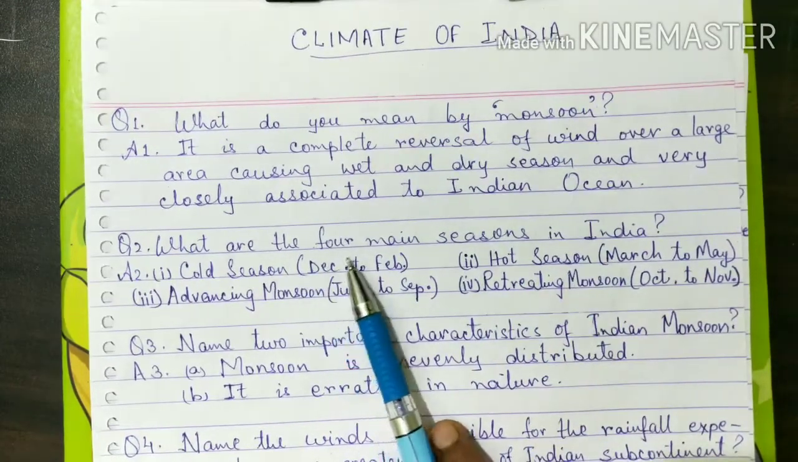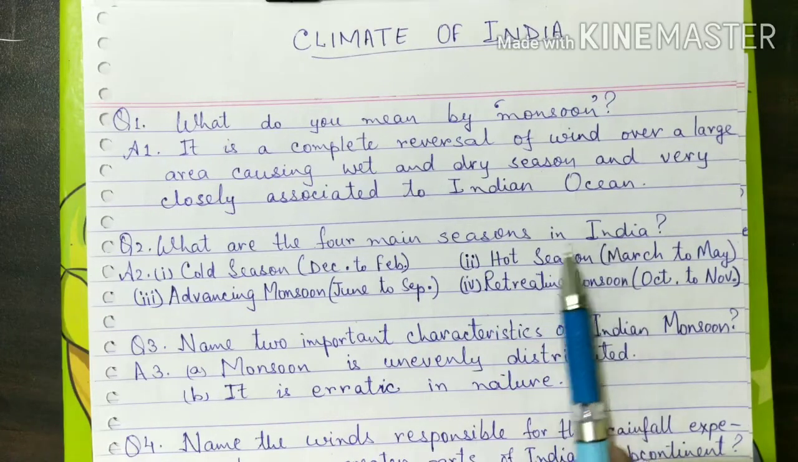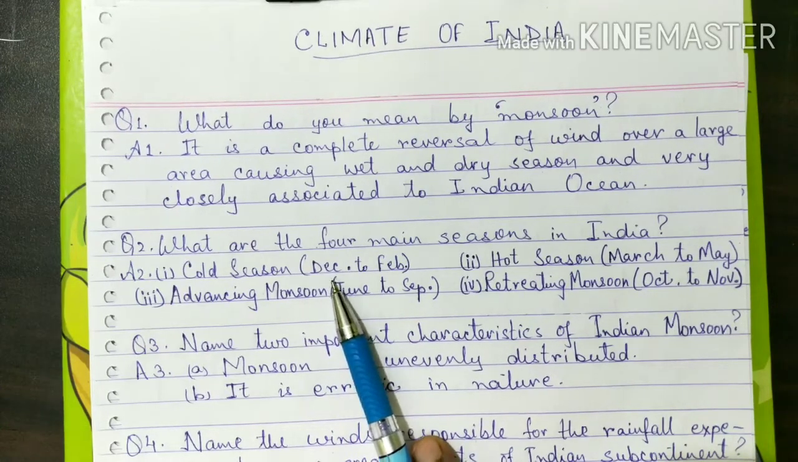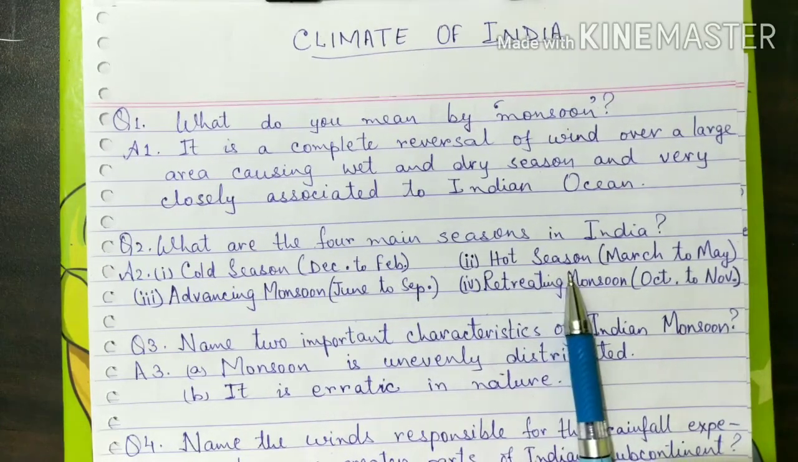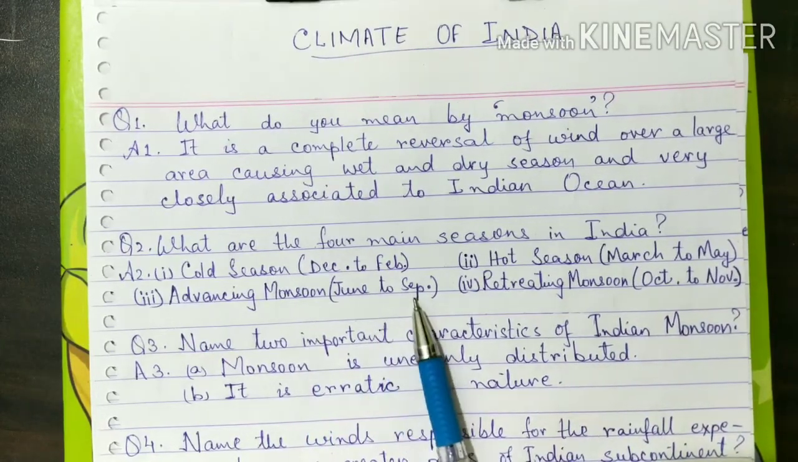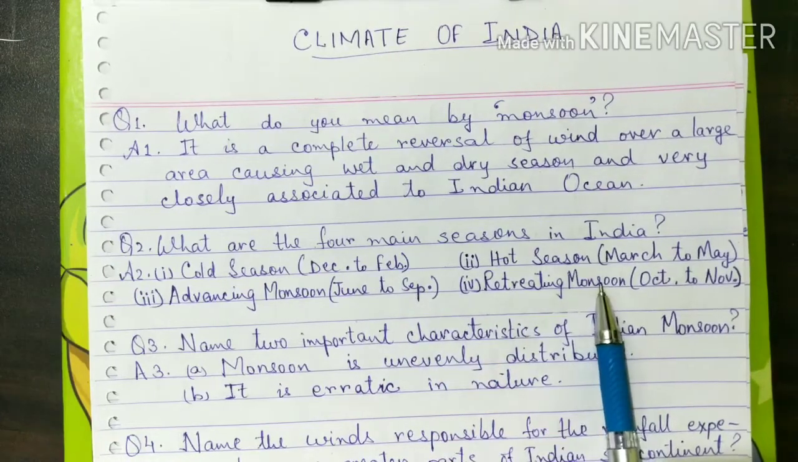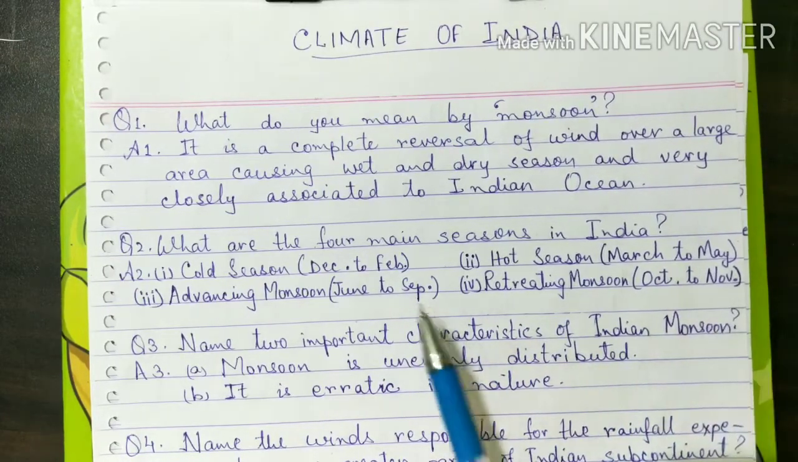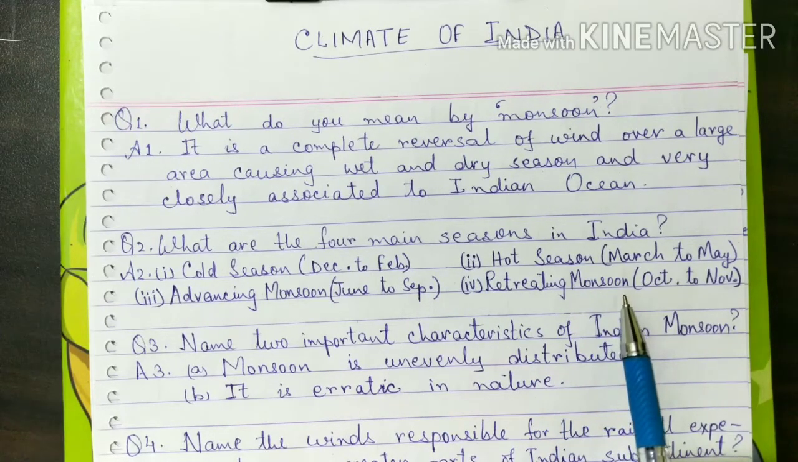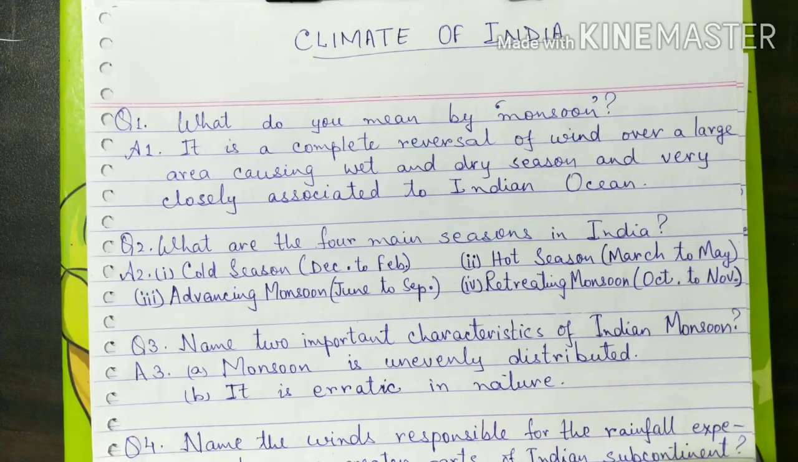Next question is, what are the four major seasons in India? The first, cold season, and the duration is between December to February. Hot season from March to May. Advancing monsoon, June to September. Retreating monsoon, October to November. So these are the four different seasons which occur in India, and they bring seasonal changes in temperature and they bring reversal of winds also.